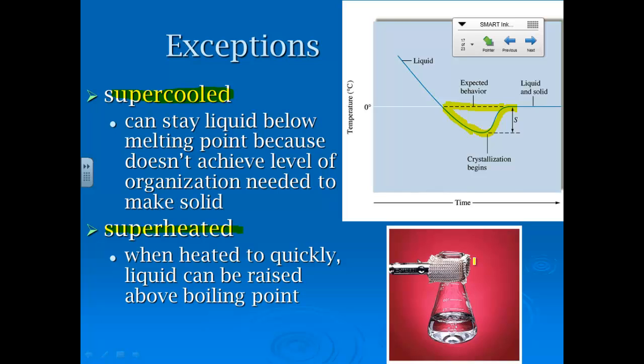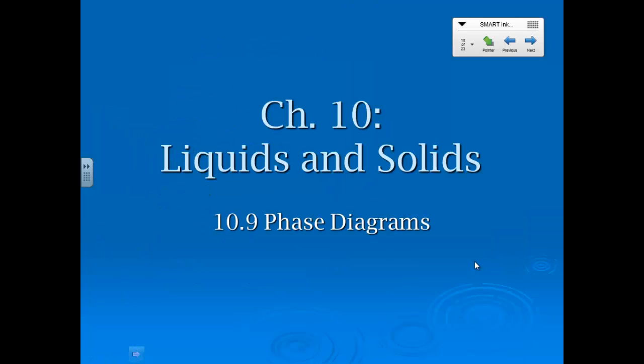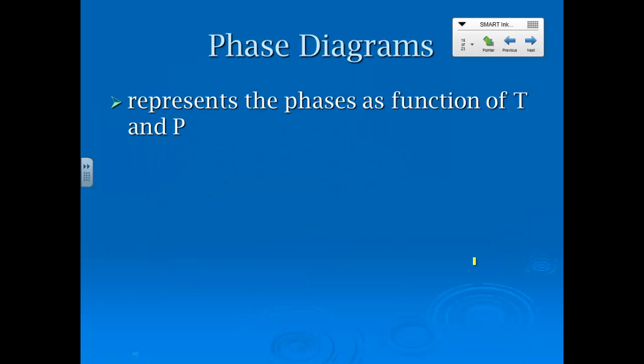And then superheated: when something is heated too quickly, the liquid can actually be raised above the boiling point, and we manipulate these things for different properties of substances and materials. Okay, last but not least is phase diagrams.